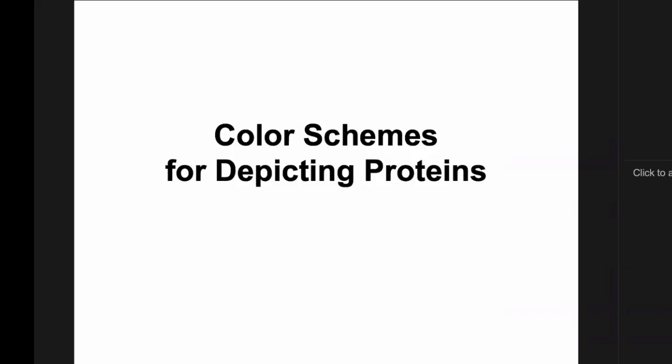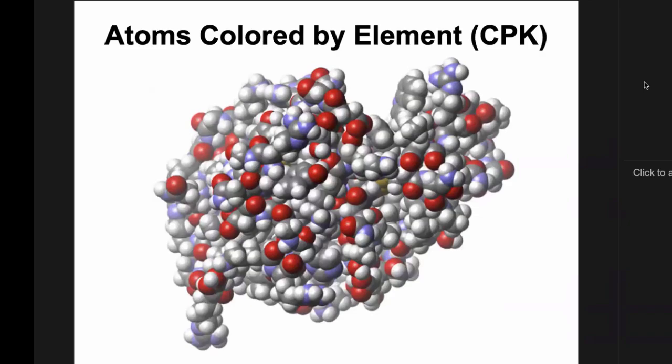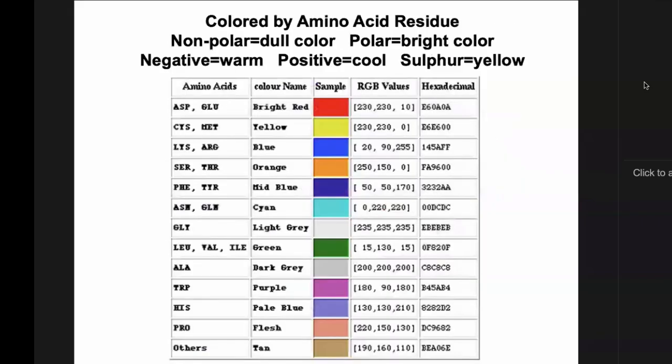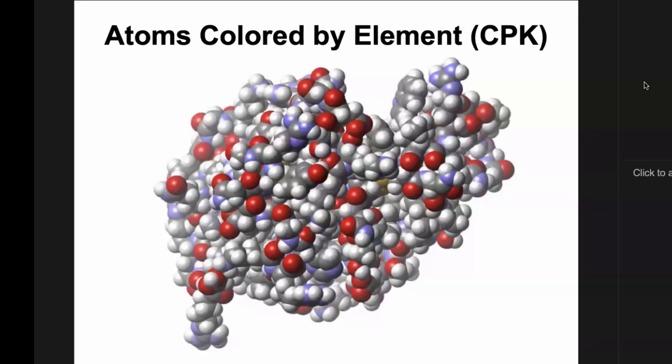So there are also these different color schemes for depicting proteins. And again, this will be largely review, or at least partly review. If you represent a protein as a stick model, ball and stick, or a space filling model like this one, then you can use the CPK color scheme where you get gray carbons, blue nitrogens, red oxygens, and white hydrogens.